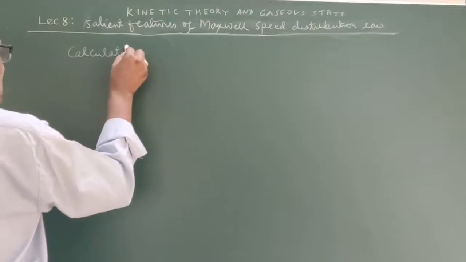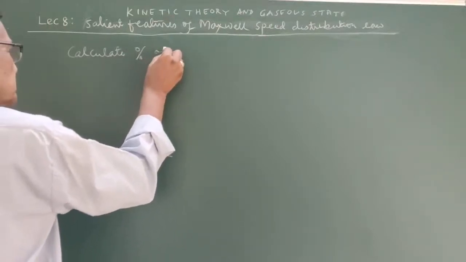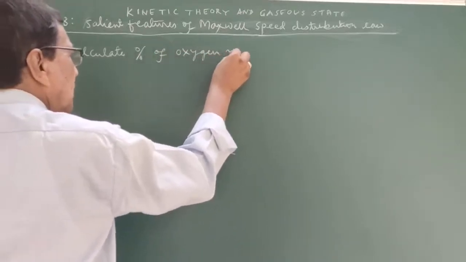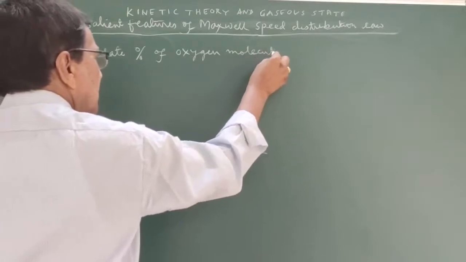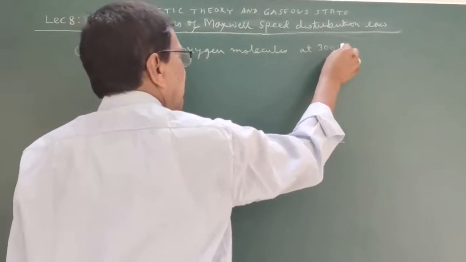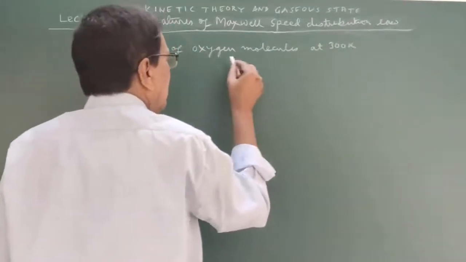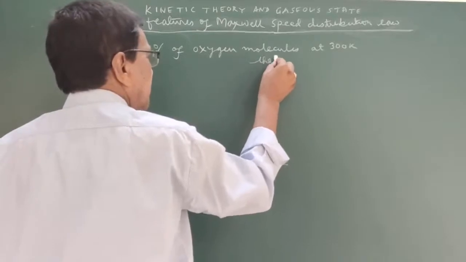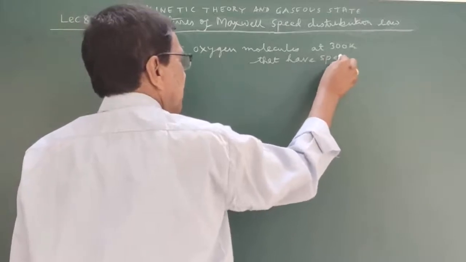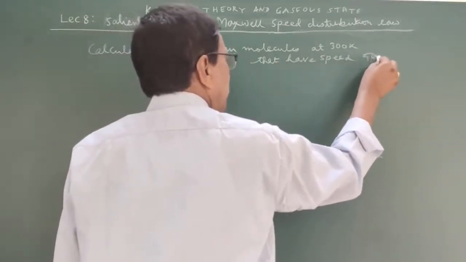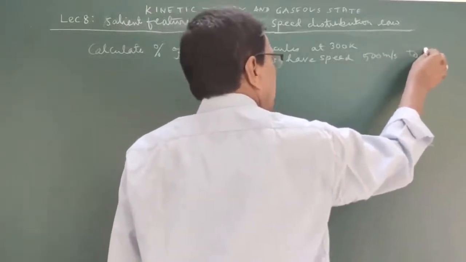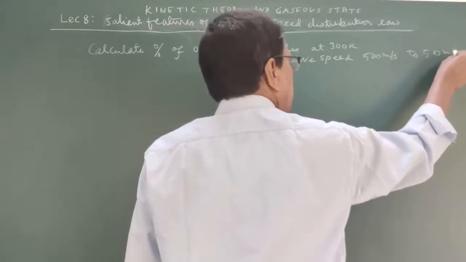Calculate the percent of oxygen molecules at 300 Kelvin that have speed 500 meter per second to 510 meter per second.